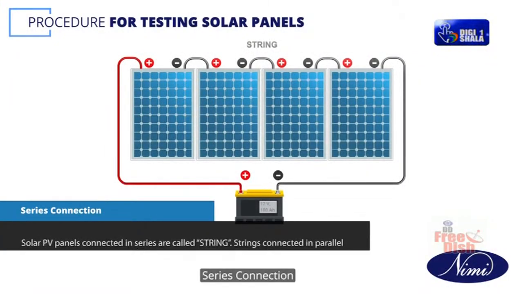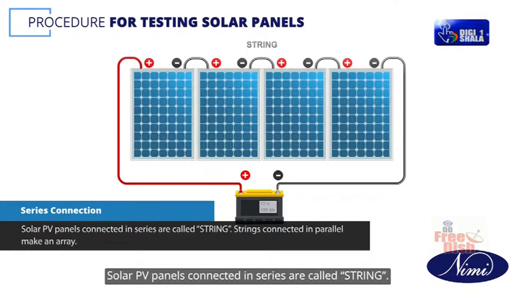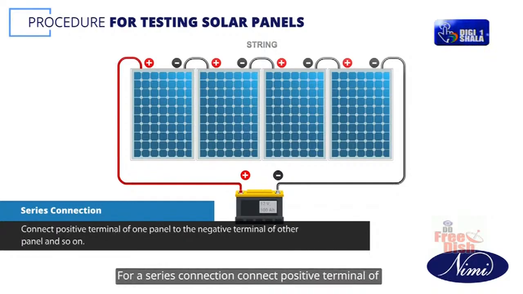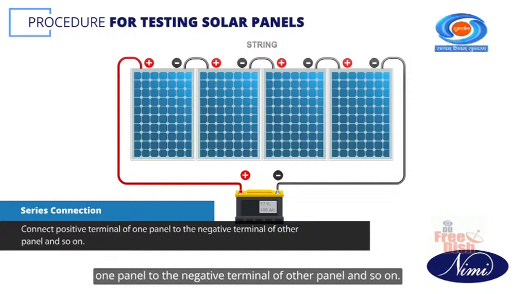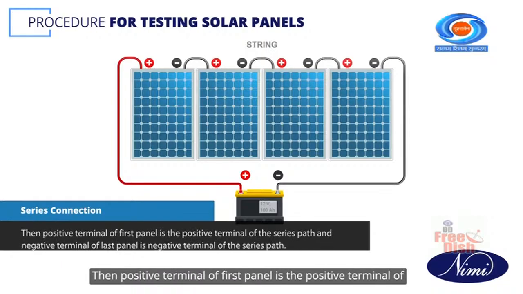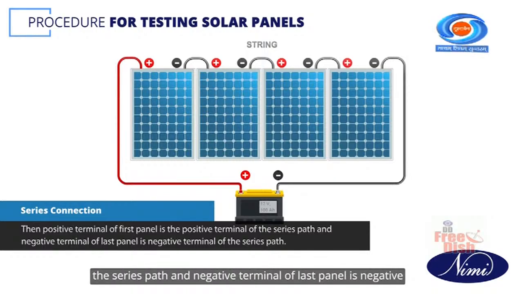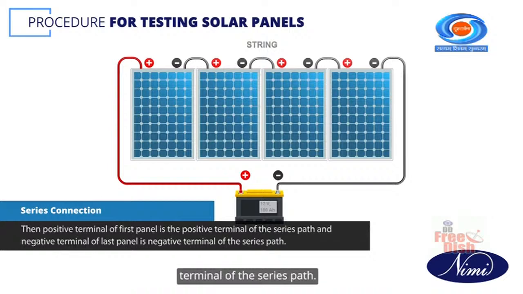Series connection. Solar PV panels connected in series are called a string. Strings connected in parallel make an array. For a series connection, connect the positive terminal of one panel to the negative terminal of the other panel and so on. Then the positive terminal of the first panel is the positive terminal of the series path and the negative terminal of the last panel is the negative terminal of the series path.